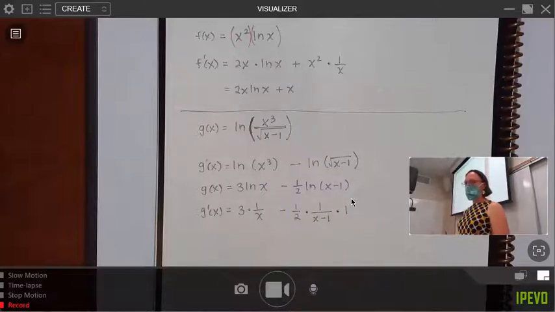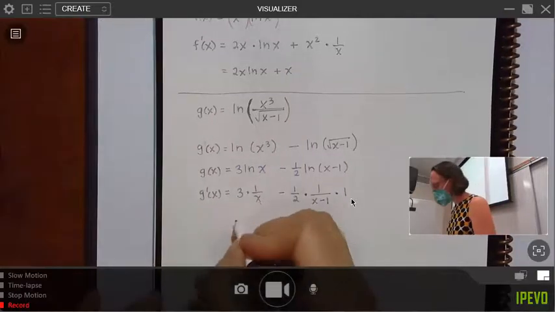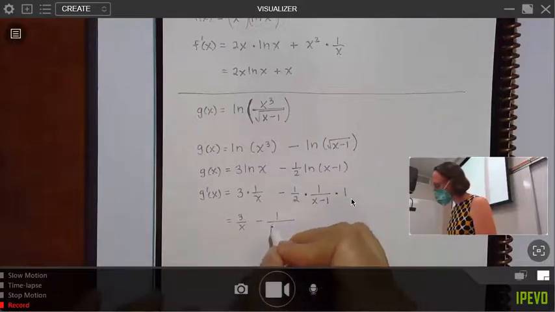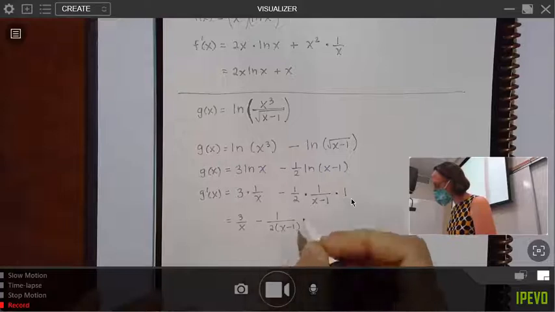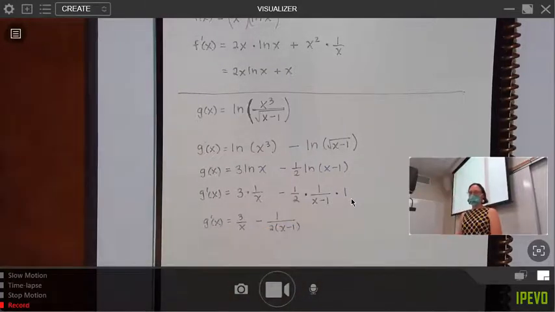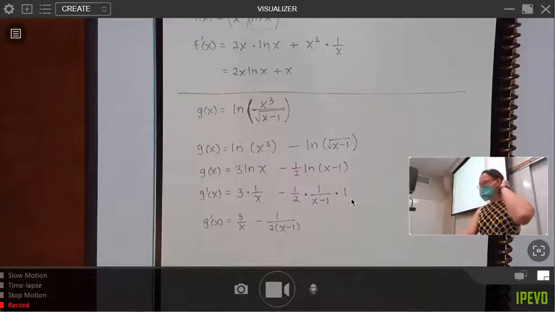If you wanted to rewrite that, we certainly could look at that 3 times 1 over x and write that as 3 over x. Not much we can do with the rest of this, so I would probably leave it right there.